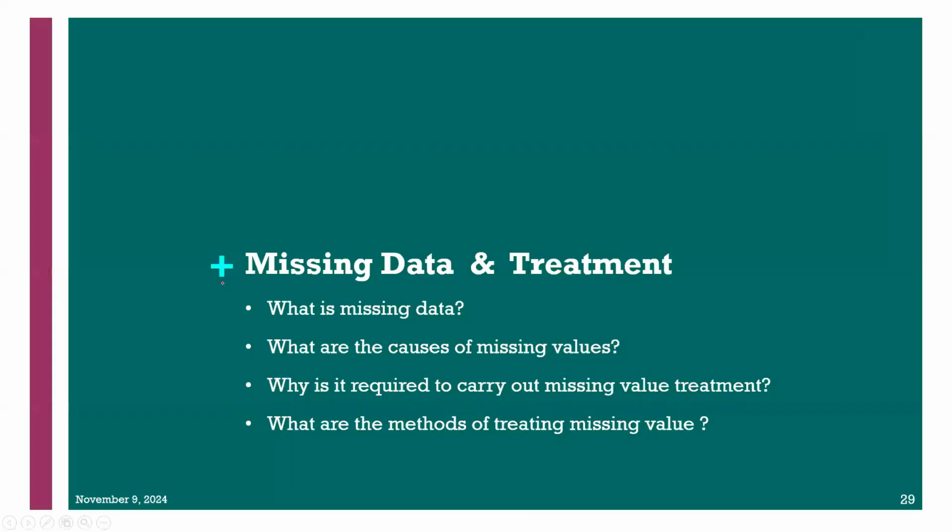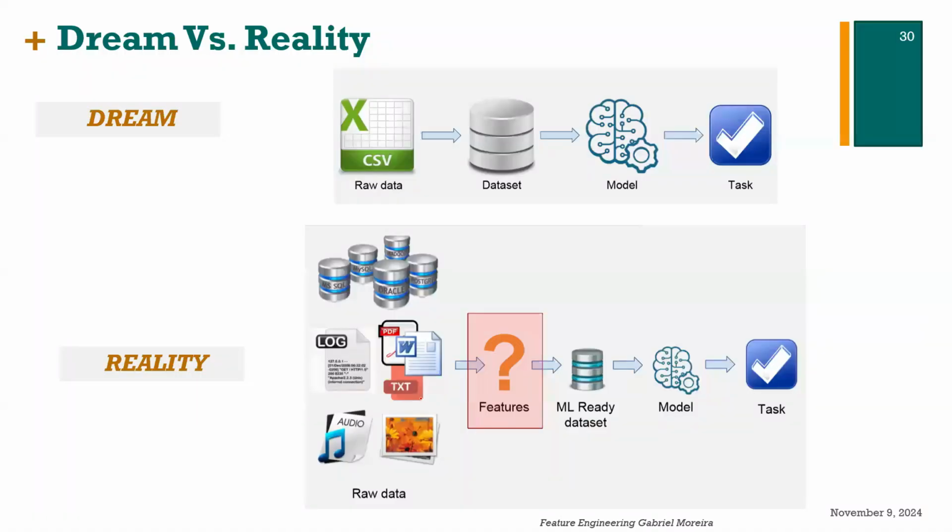Now, we are dealing with missing data and its treatment today. We're going to look into what missing data is, what the causes of missing data are, and why it is required to carry out missing value treatment. Hopefully we should be able to cover this by the grace of God. Hopefully in the next edition we'll look at the methods for treating missing values. We'll leave them out for now, and then we can deal with each of them in detail another time, subject to the availability of time.